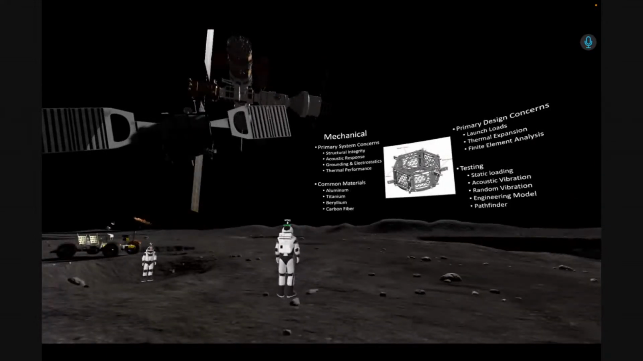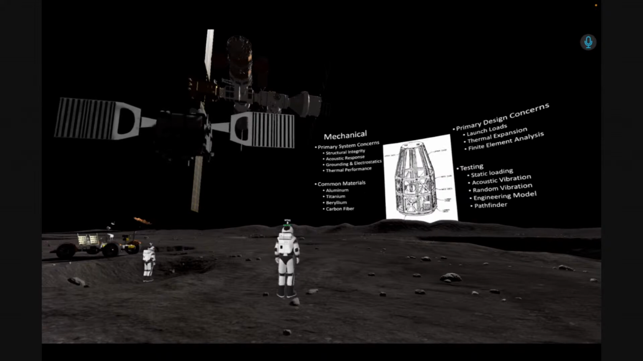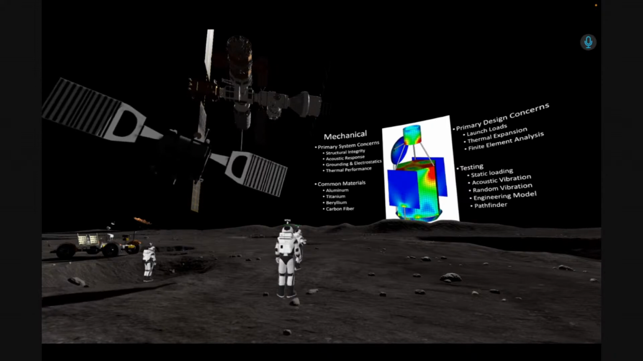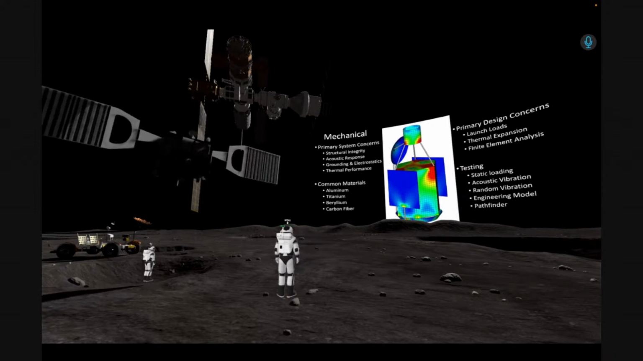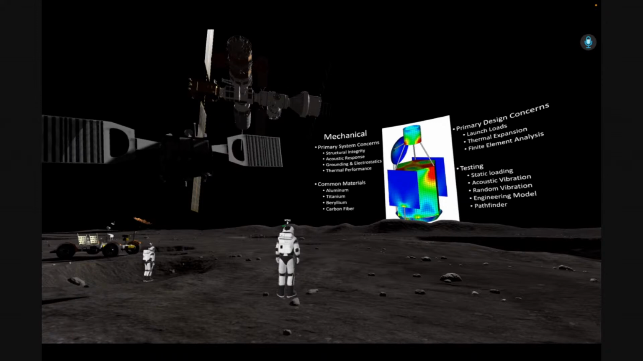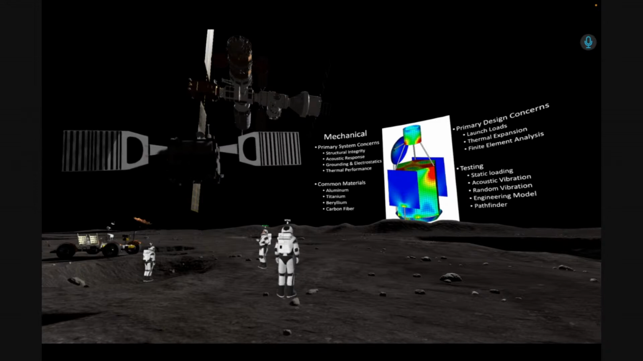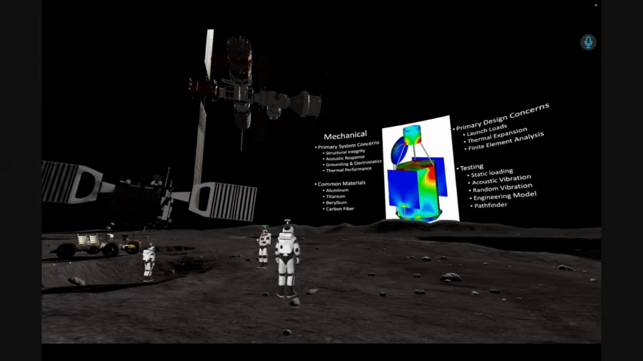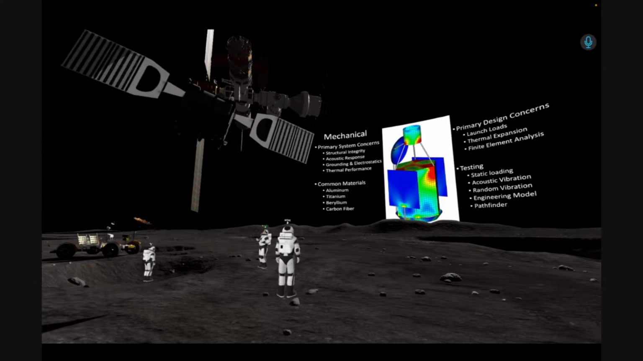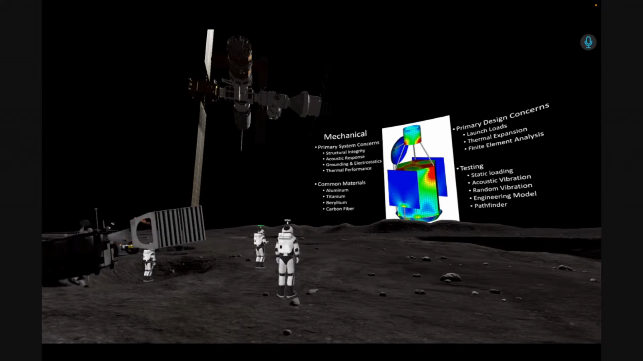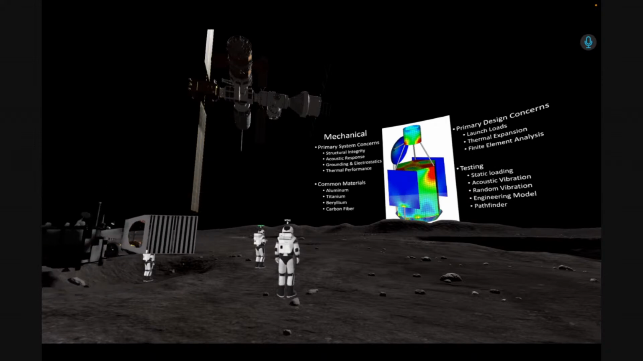Okay, enough about mechanical. We can go to, okay, so the image that you're seeing right now are the simulations that you can do while you are working on this satellite. When you're designing it, there are specific software that can make simulations about how the structure is going to react under different loads. Okay, so that's the idea of doing these simulations on the computer.